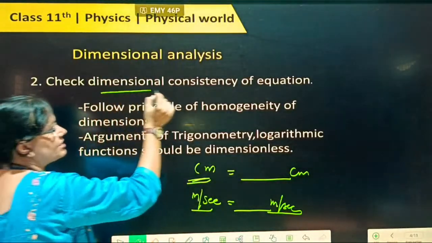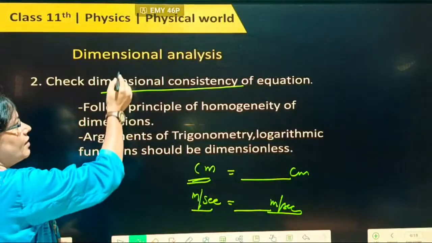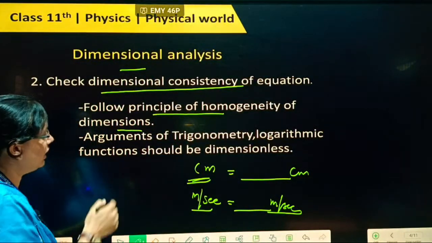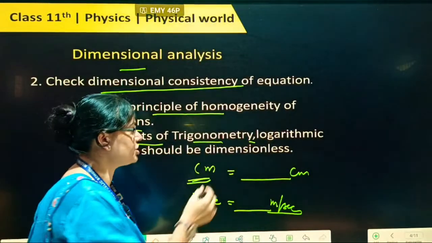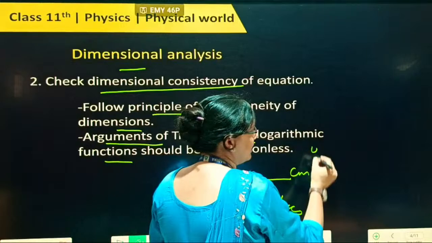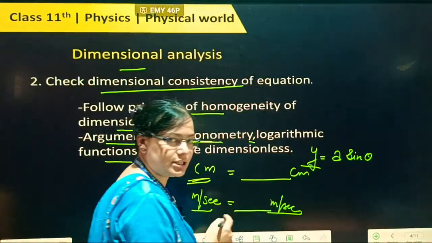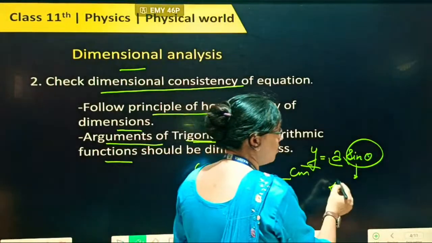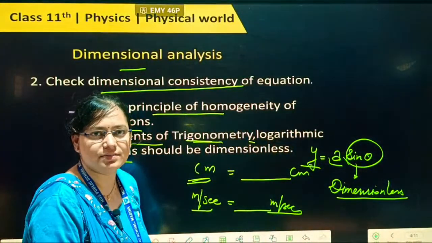So check the dimensional consistency of the equation. Any equation we are writing, whether it is dimensionally right or wrong, we will check by using dimensional analysis. First, follow the principle of homogeneity of dimensions. Homogeneity means both sides dimensionally should be equal. Arguments of trigonometric and logarithm functions should be dimensionless. Any logarithm function, any trigonometry function, any mathematical number we use in an equation is dimensionless. For example, if I write y equal to a sine theta, here y is displacement and a is amplitude, then sine theta is a trigonometric function, so this function will always be dimensionless. Any trigonometry function, logarithm function, will always be dimensionless.